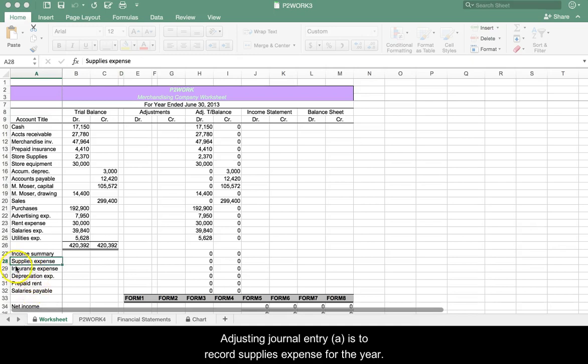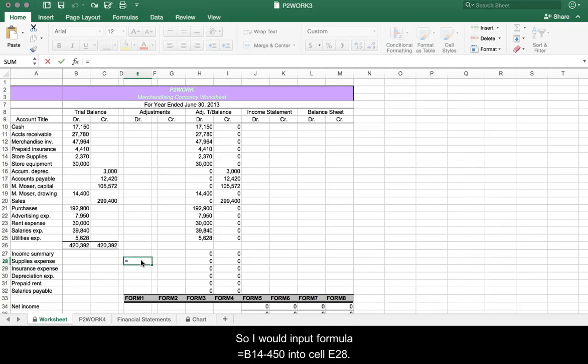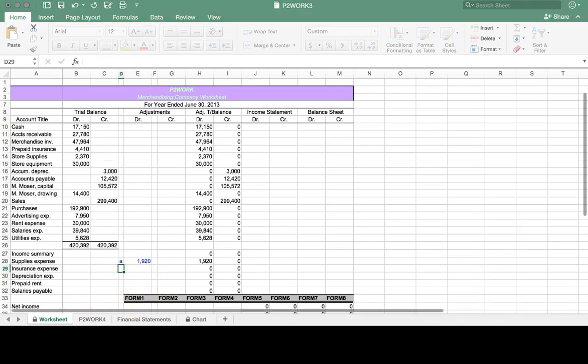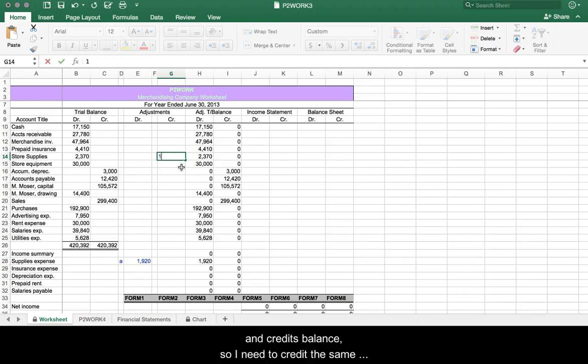Adjusting journal entry A is to record supplies expense for the year. The question tells us that year-end supplies amount to $450. So I would input the formula equals B14 minus 450 into cell E28. Then reference this as A. Next, I have to make sure my debits and credits balance. So I need to credit the same supplies expense amount to store supplies.